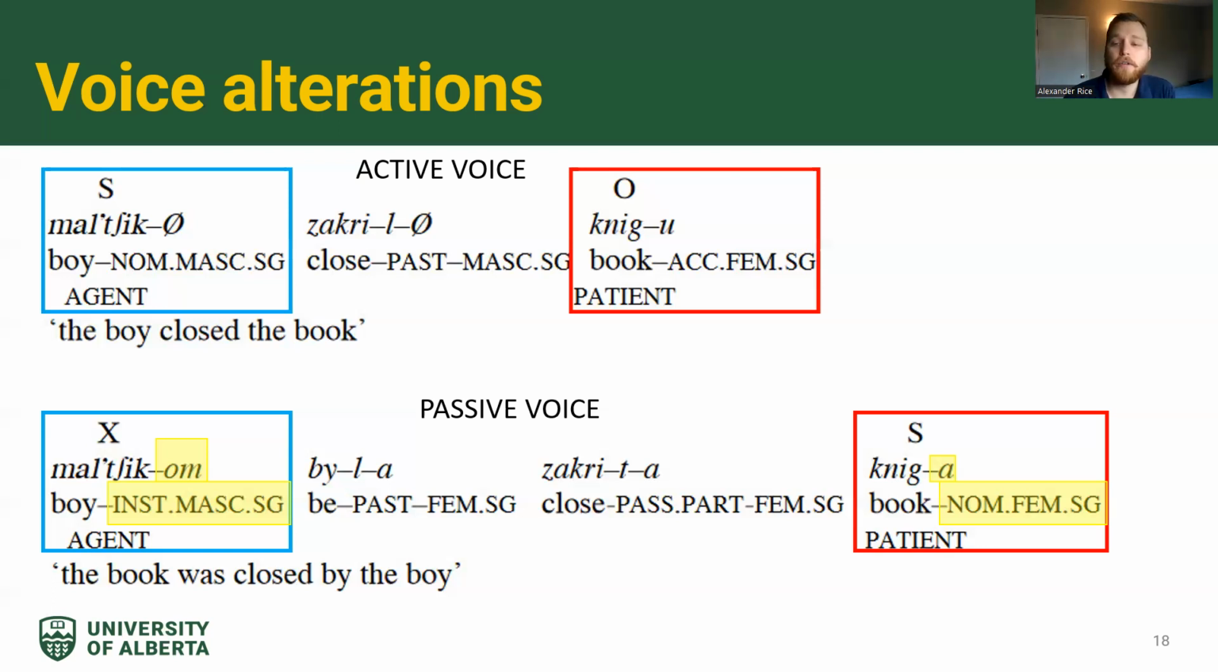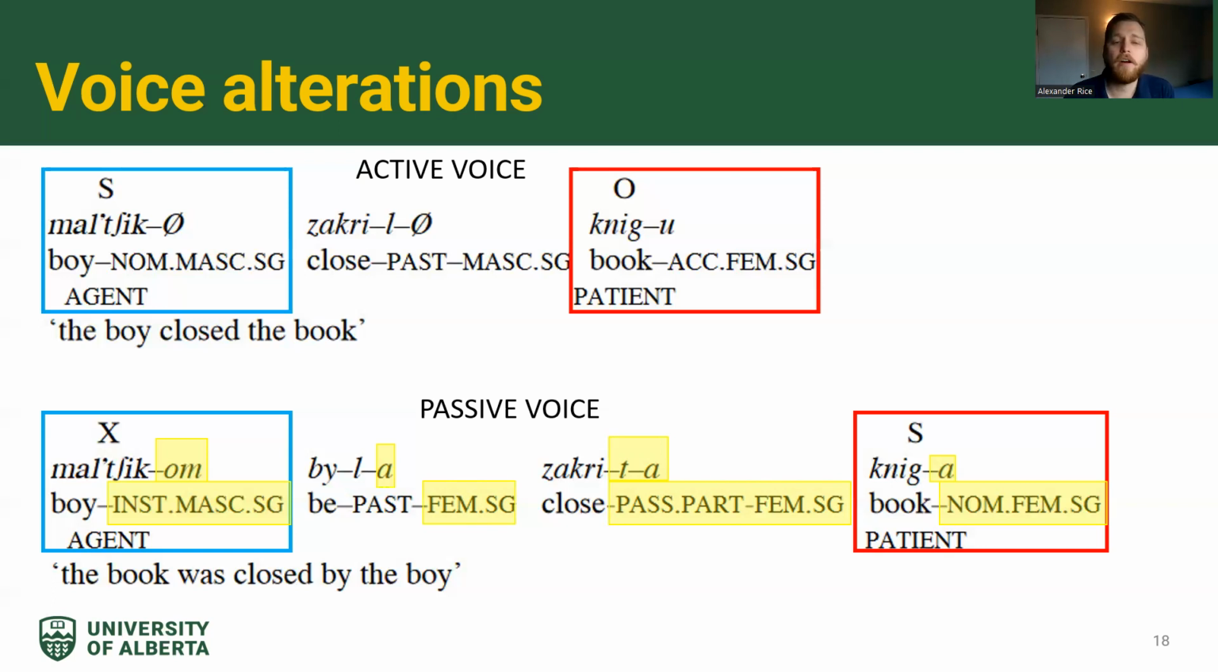In the active sentence, the verb agrees with the subject. It's agreeing with the agent. That subject is the agent. But in the passive sentence, the verb still agrees with the subject, but the subject isn't the agent anymore. The subject is the patient. And the marking on the verb changes to reflect that.